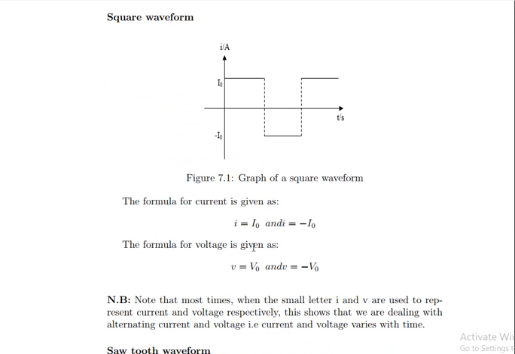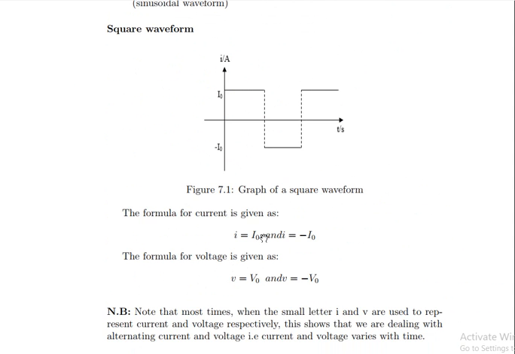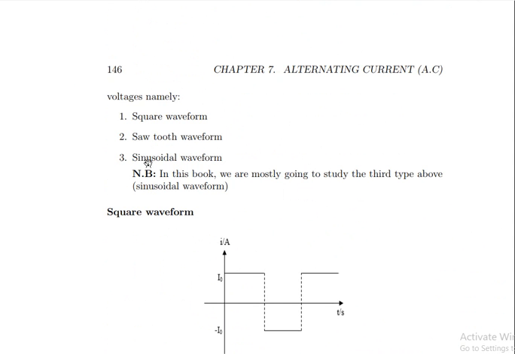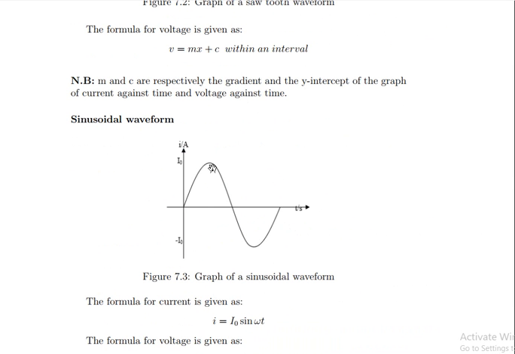The sawtooth waveform, so this is I equals I0 and I equals -I0. With the sawtooth waveform, you have this. It increases in magnitude, then changes direction, increases again in magnitude, then changes direction. And lastly, we have a sinusoidal waveform. With the sinusoidal waveform, you only have this. Now, we are going to study this sinusoidal waveform in this chapter more specifically.